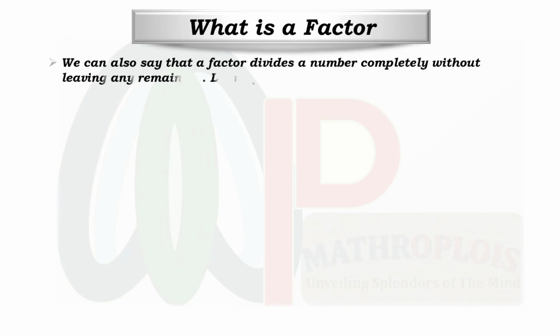We can also say that a factor divides a number completely without leaving any remainder. Let us find all factors of 30. Divide the number 30 with whom it can be divided completely. We can see here 30 has been divided completely with 1, without leaving any remainder.